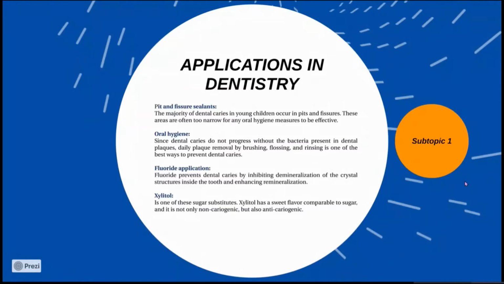Application in dentistry. Pit and fissure sealants. The majority of dental caries in young children occur in pits and fissures. These areas are often too narrow for any oral hygiene measures to be effective. Oral hygiene. Since dental caries do not progress without the bacteria present in dental plaque, daily plaque removal by brushing, flossing, and rinsing is one of the best ways to prevent dental caries.